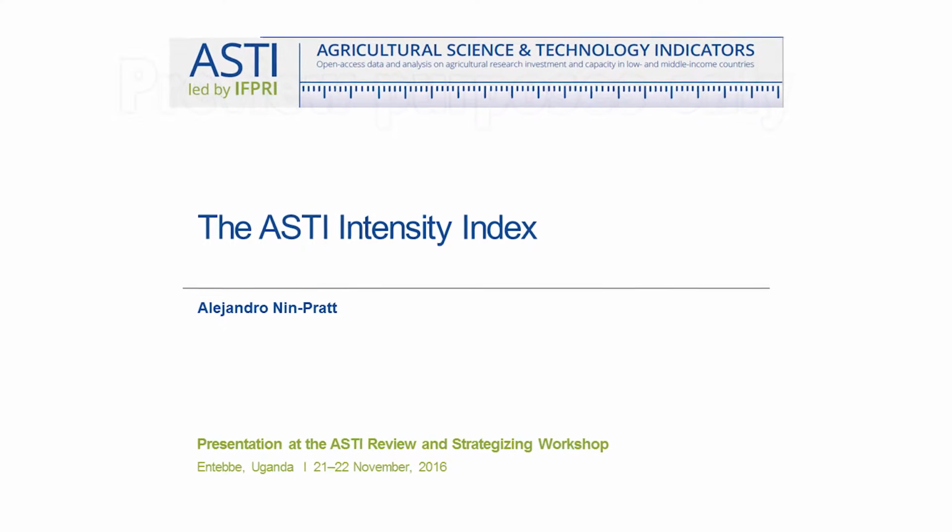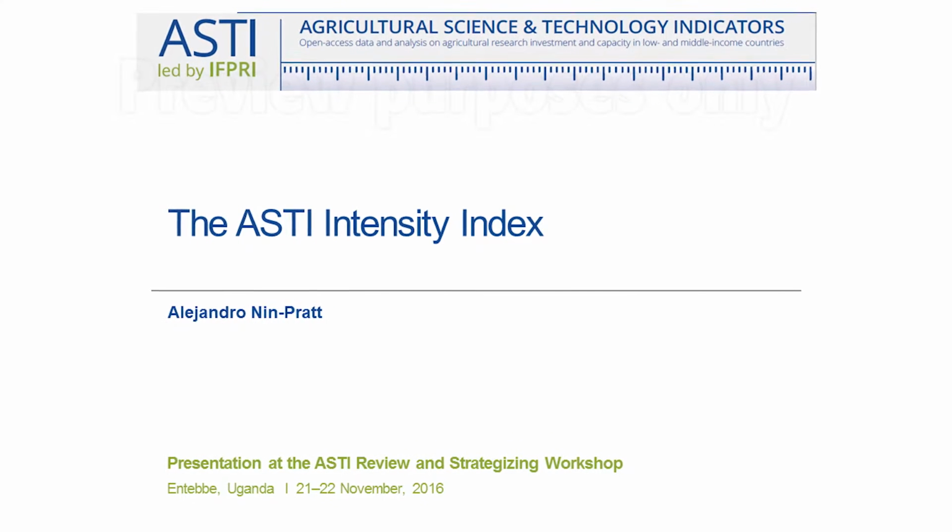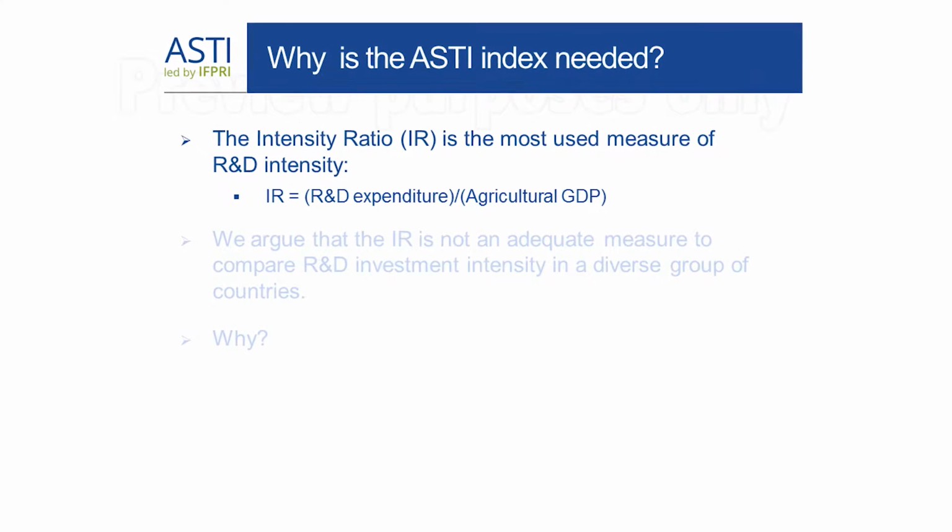Everyone wants to know how much countries are investing, right? So the most used indicator for that is the intensity ratio. This is basically relating your investment in R&D, the R&D expenditure in the country, compared to the value of agricultural production, right? That supposedly will give us an idea of how intensive investment is in each country, and we can compare countries of different sizes, right?